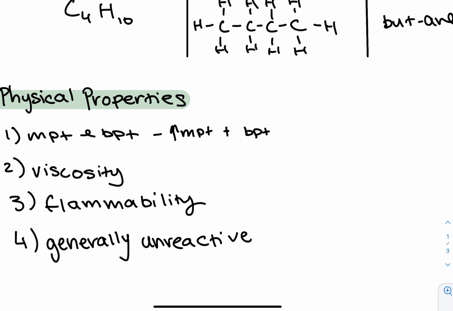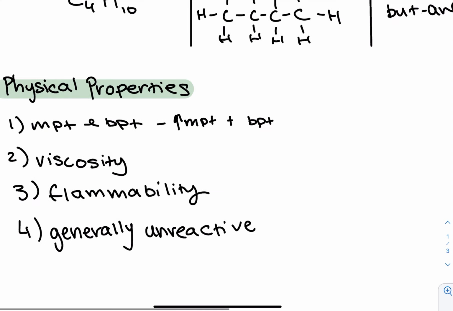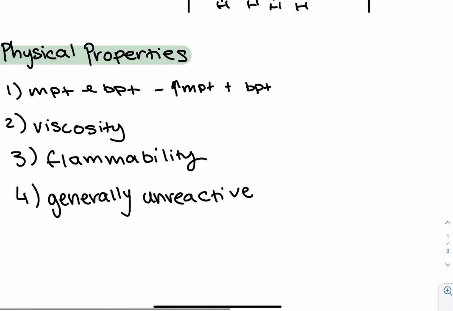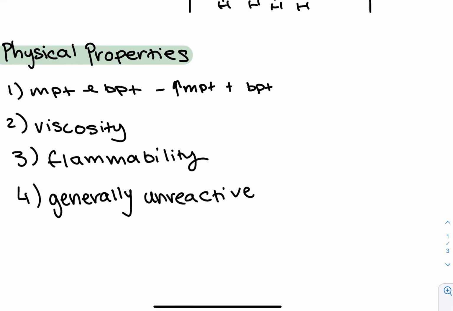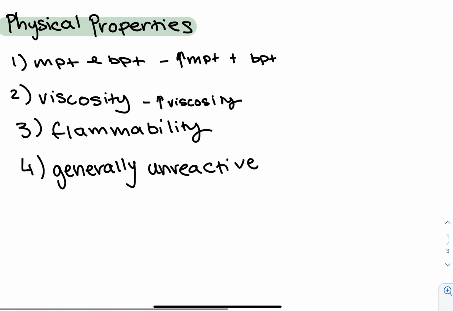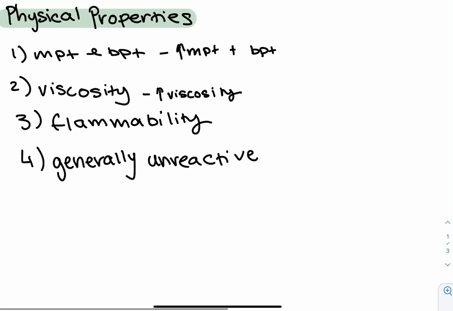Next up, viscosity. So viscosity is the resistance to flow. Viscosity increases as the molecules get larger, because an increase in boiling point and melting point means it's harder for the alkane to change state. And the last thing we're going to look at is flammability. So flammability also increases as the molecules get larger.